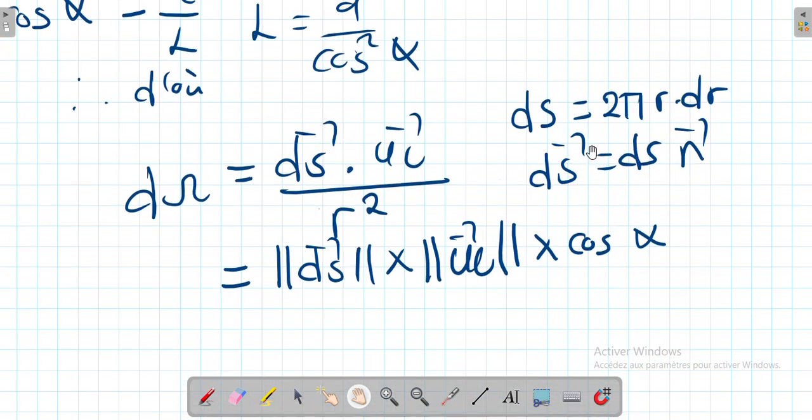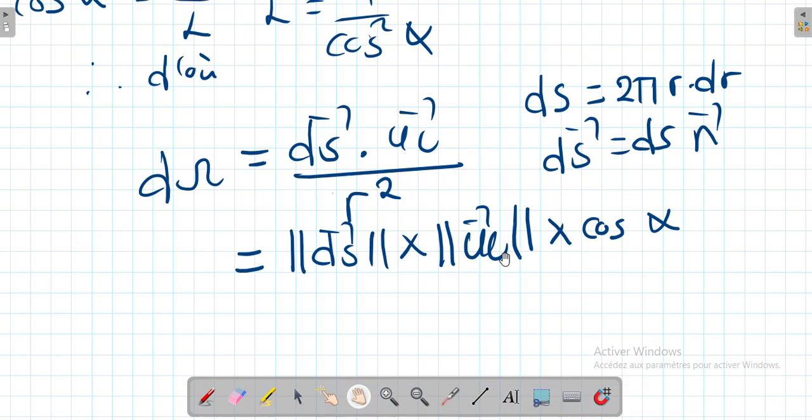ds is none other than... the direction of ds is the normal vector here. Okay, so this is why we looked at the normal vector. Okay, very simple. Now, what is the magnitude of ds?